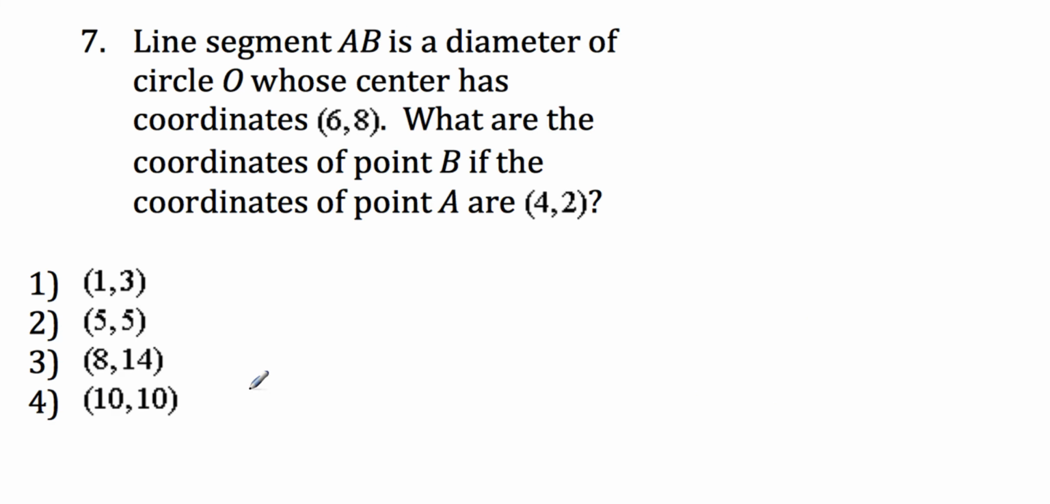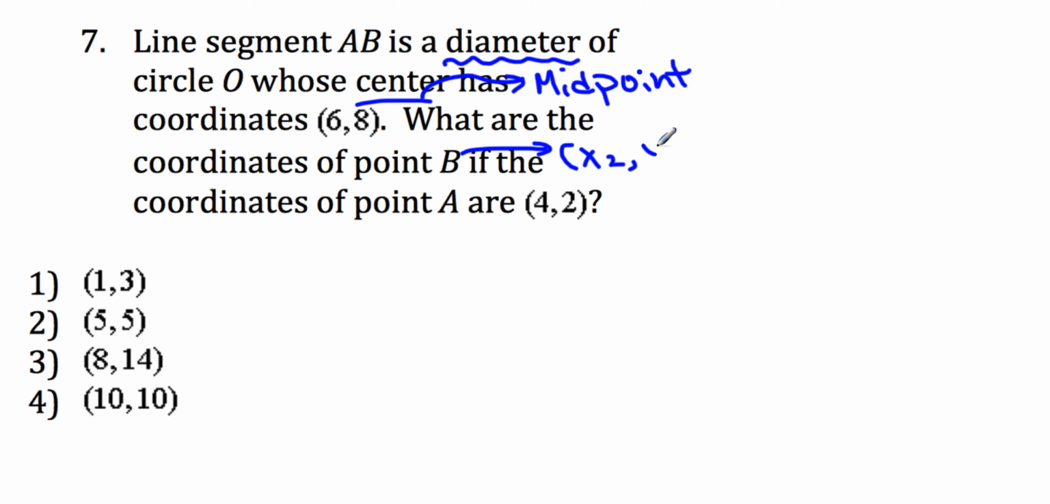All right, let's look at number 7. The line segment AB is the diameter of circle O, whose center, the center is basically another name for the midpoint of the diameter. So then, what are the coordinates of the point B if the coordinates of A are this? Since we don't know what B is, we're going to call that x sub 2 and y sub 2, same way as before.